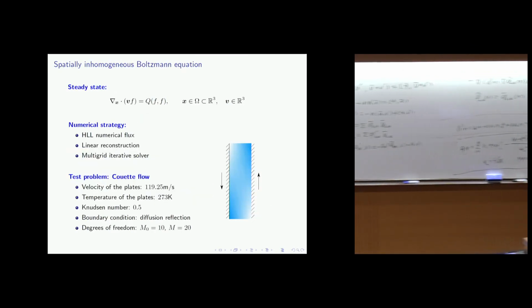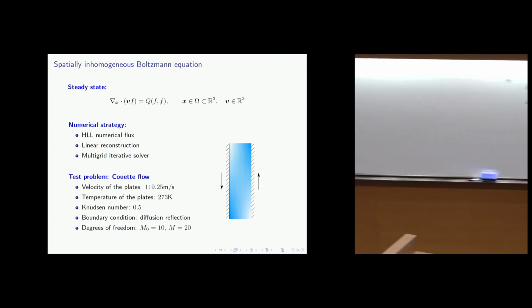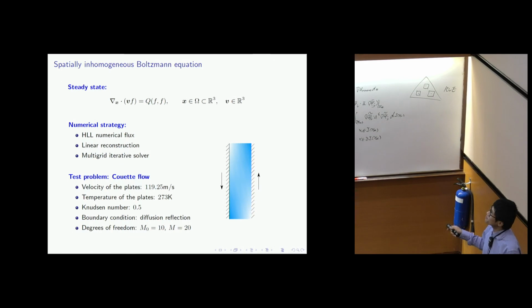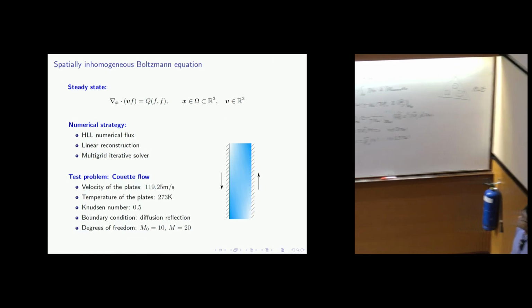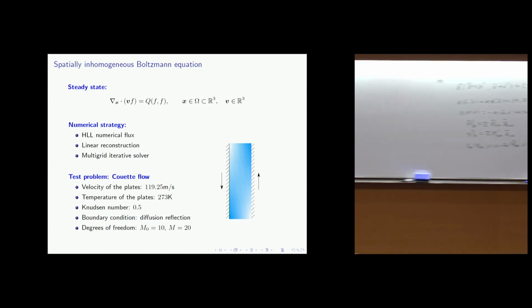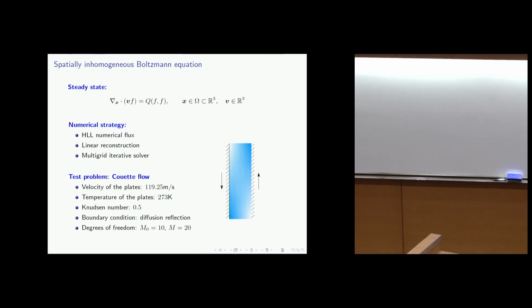Now we add the spatial variable x, but we just solve the steady state, so we remove the time derivative. There are some numerical strategies like the HLL numerical flux, which is something very simple. And we use linear reconstruction to get second order. We use a multi-grid iterative solver to get to steady state much more quickly. And the test problem is a quiet flow.